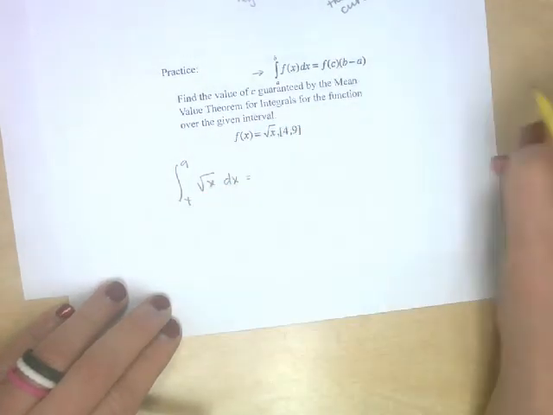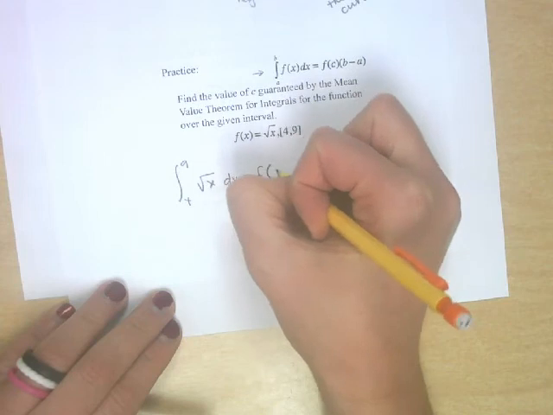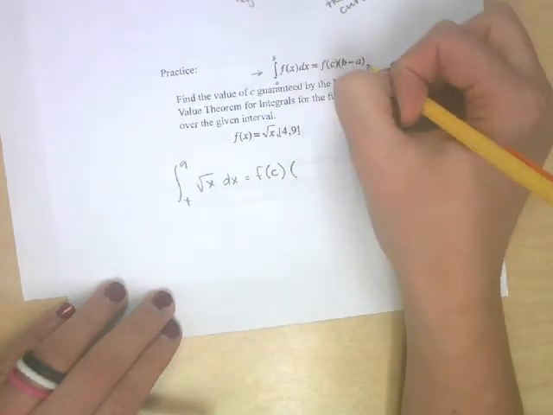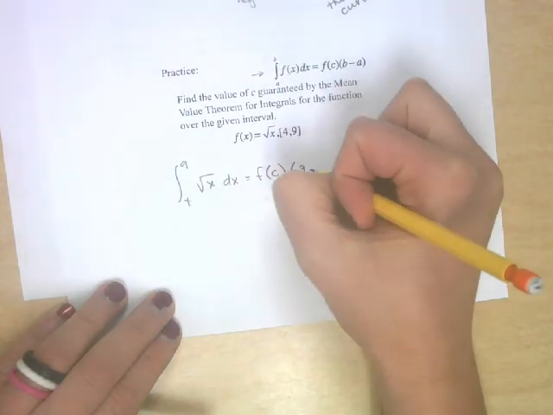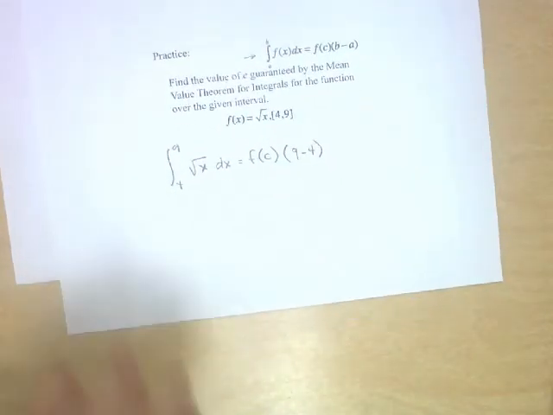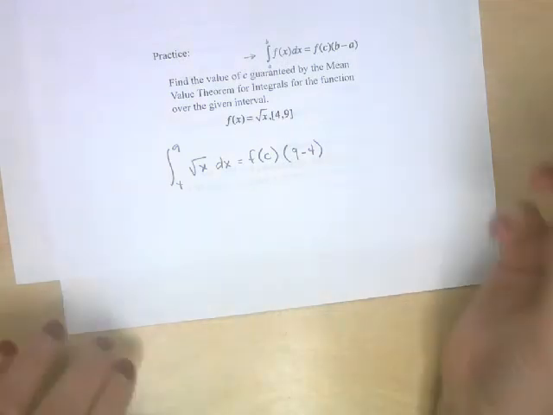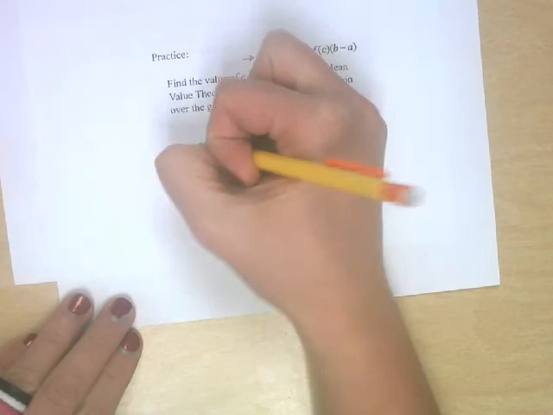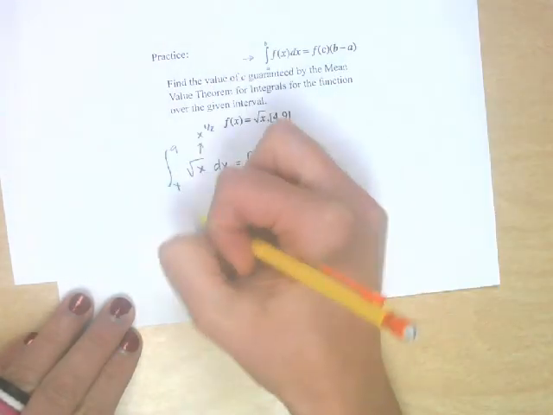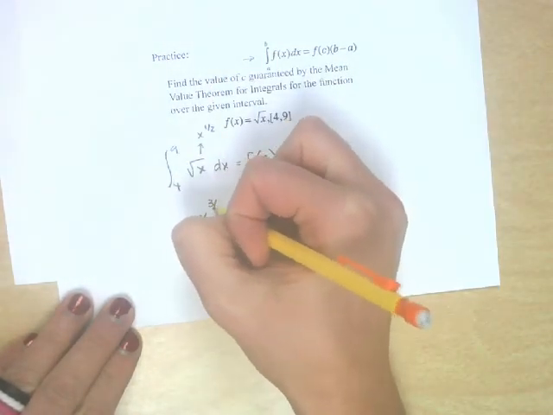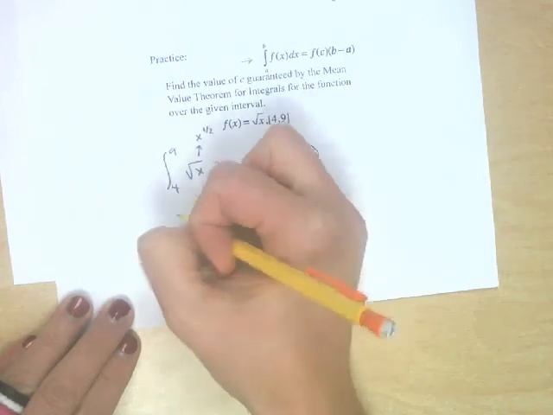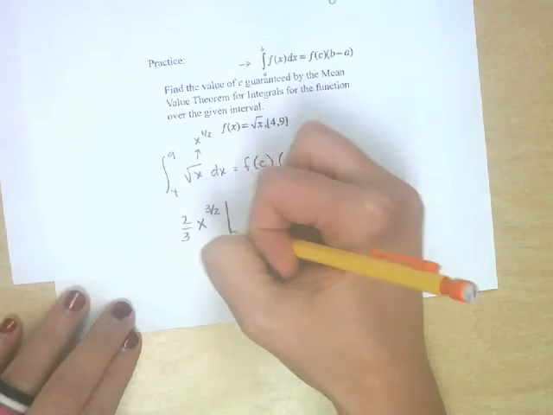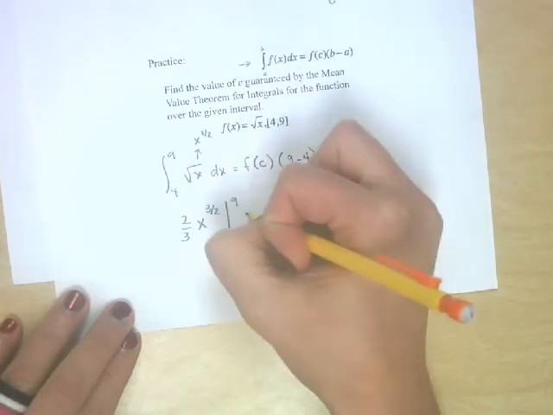That's saying the exact area underneath the curve is going to be equal to f of c, and I don't know what that c value is. That's what I'm looking for, times b minus a, so that's my bigger number minus my smaller number to get the range or the width of that rectangle. So let's go ahead and take the antiderivative. This is x to the 1/2. So the antiderivative is x to the 3/2 power times the reciprocal of the new exponent, so times 2/3, evaluated from 4 to 9.